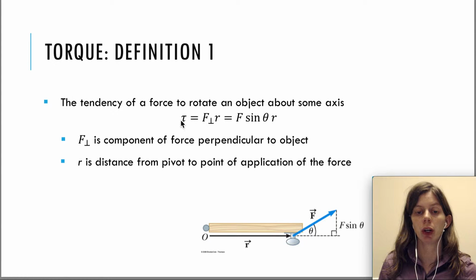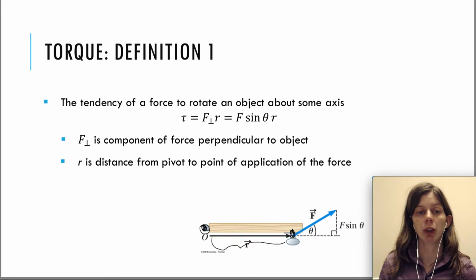Torque, which we use the Greek letter tau, so don't write a t, it's a tau, equals F perpendicular R. So F perpendicular is the component of the force perpendicular to the object, and R, as you can see in the picture, is a distance from the pivot point, which is also called the axis of rotation, to the point of application of the force. The force is applied right here, so that distance R.